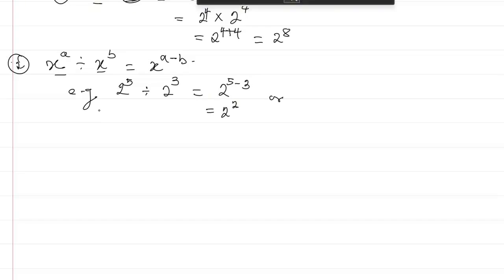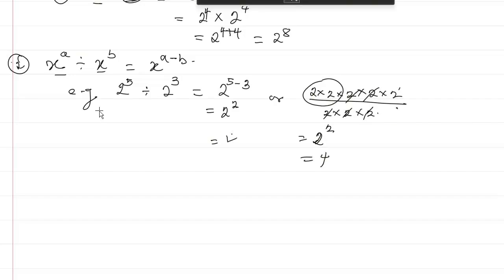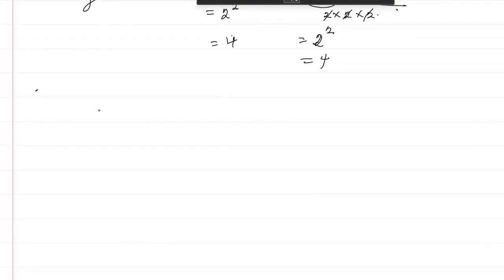Or you can go the traditional way, the long method, and say 2 multiplied by 2 multiplied by 2 multiplied by 2 multiplied by 2. That's 2 raised to the power of 5, divided by 2 multiplied by 2 multiplied by 2, which is 2 raised to the power of 3. So this cuts this out. This also cuts this out. And what you have left is 2 times 2, which is 2 raised to the power of 2. Of course, this is equal to 4. This is also equal to 4. So notice that the law works perfectly. Let's take one more example and we move to the next law.